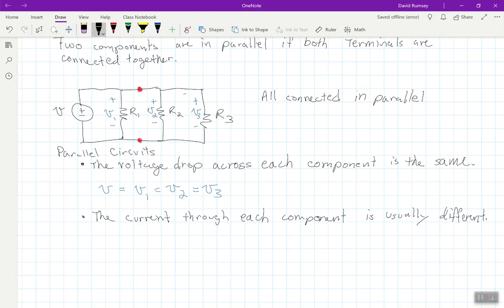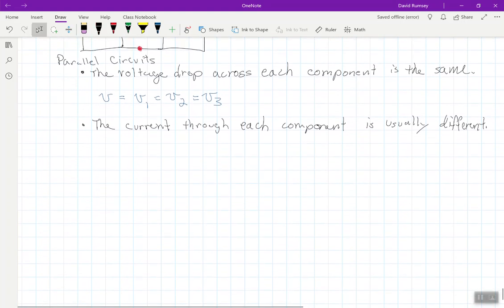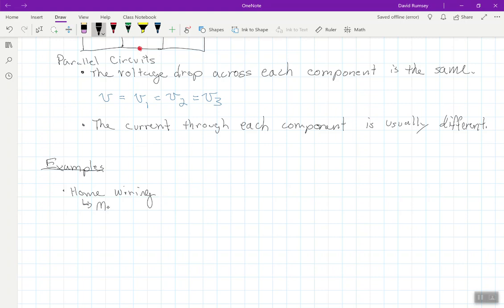Now, to finish off this video here, let's talk about some real-world examples on where parallel and series actually make a difference for us. Home wiring. Well, basically, outlets in general are connected.